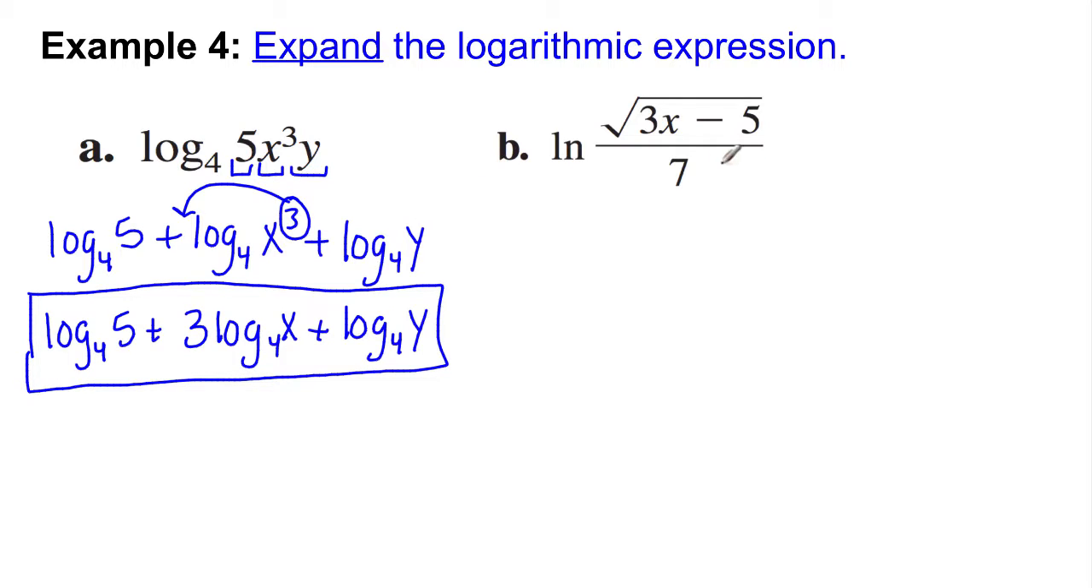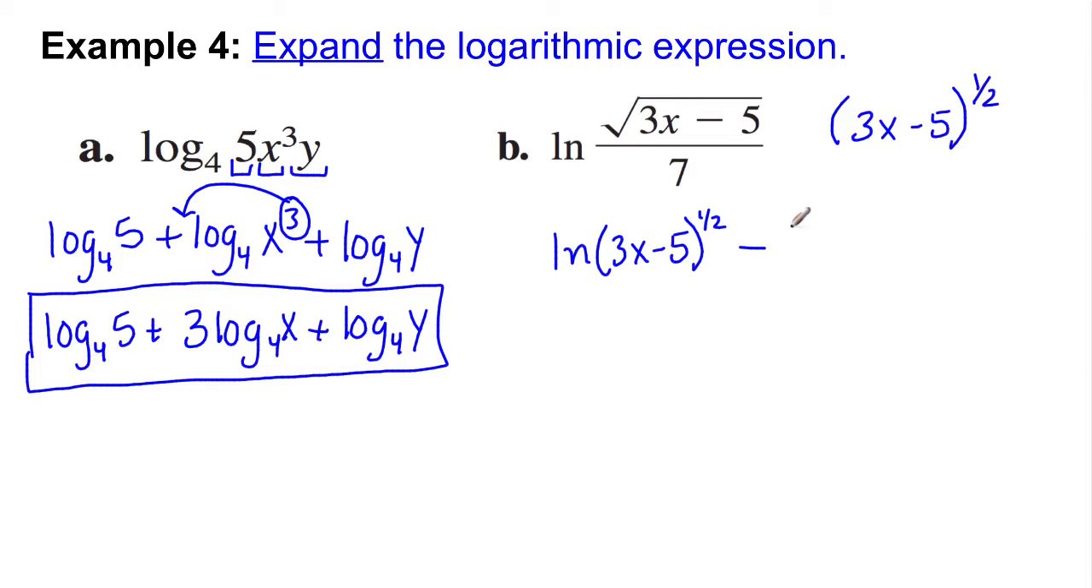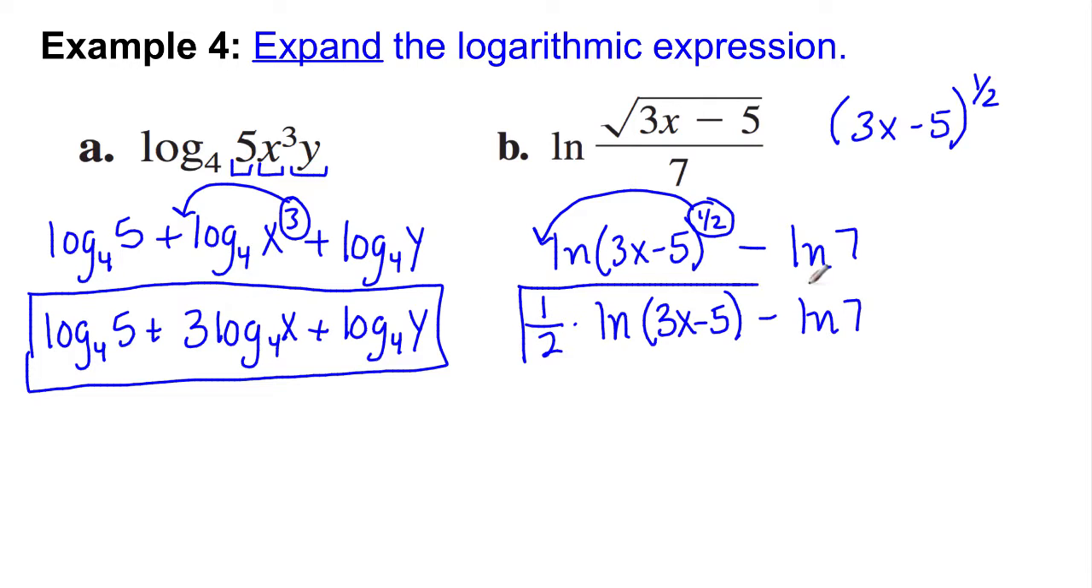Now let's look at b. We have the natural log of the square root of 3x minus 5, which, keep in mind, I could rewrite as 3x minus 5 to the 1/2 power. That means the same thing. So we're dividing here, which means I'm going to use that quotient property. So I'll rewrite this as the natural log of 3x minus 5 to the 1/2 power minus, we're using subtraction when we use the quotient property, the natural log of 7. Last but not least, use that power rule to bring that out as a leading coefficient. And there you have your final answer.